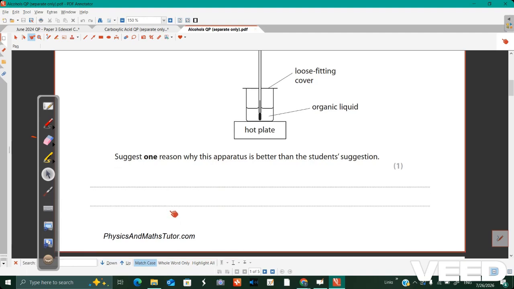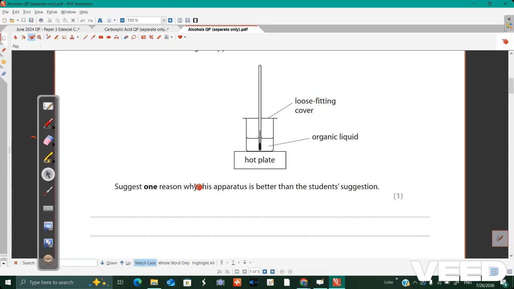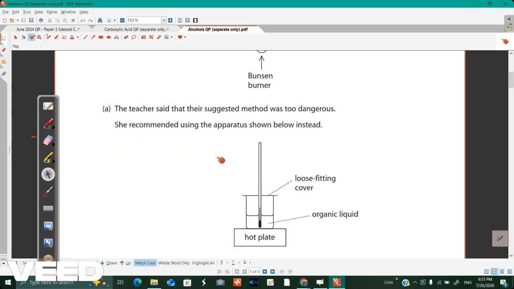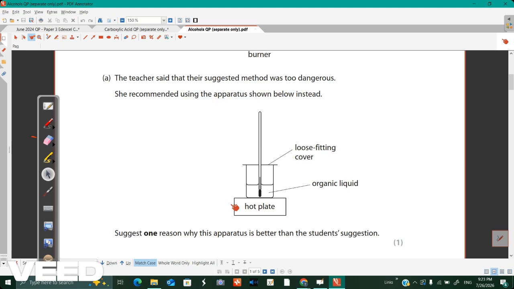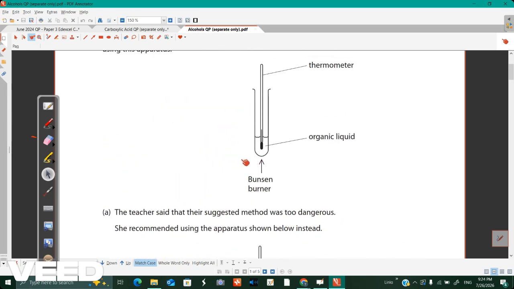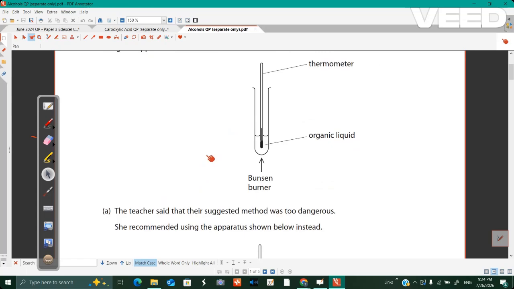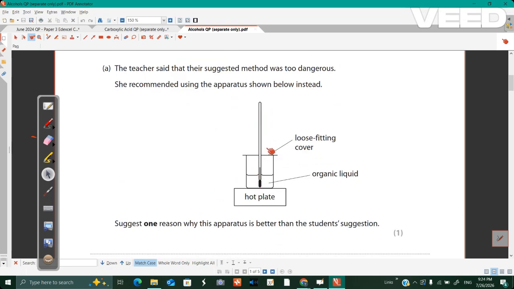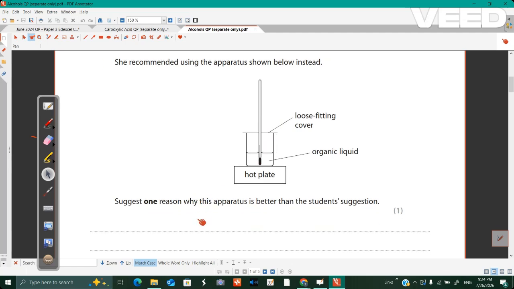Suggest one reason why the apparatus is better than the student's suggestion. Here it is the Bunsen burner directly, and here it is on a hot plate, with a loose fitting cover. In the first one, it is directly exposed to higher temperatures, and it is also exposed to the outside environment, getting a lot of oxygen, so it may get burned and go into flames. In the second one, it is exposed, but it is not getting enough oxygen to burn itself, right?